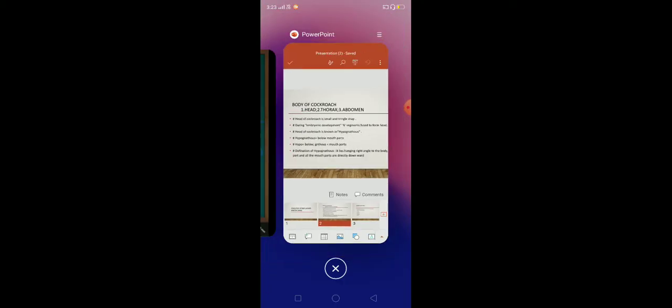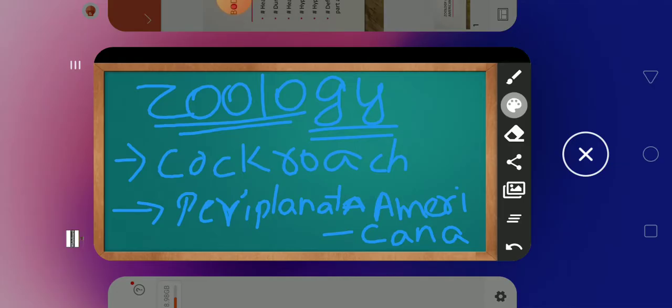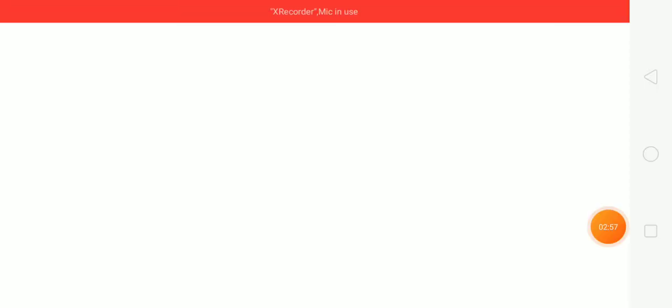In the cockroach, almost the whole body consists of segments. Of those, six segments fuse to form the head during embryonic development. The head of the cockroach is also known as hypognathous.